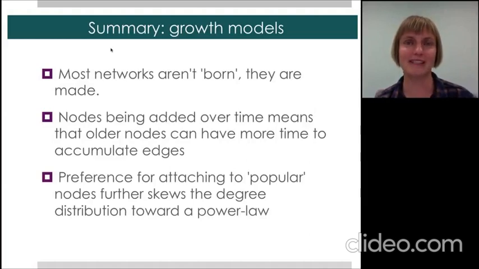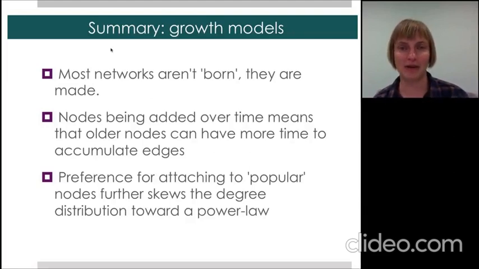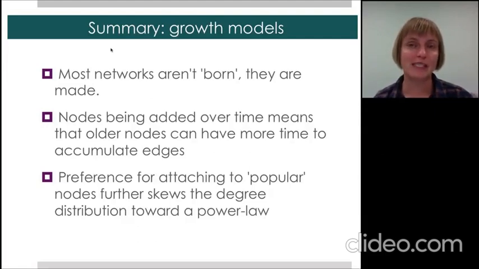So to summarize, we talked about growth models because networks aren't born, they're made. They evolve. Nodes are added to the network. Edges are added to the network. And we saw a couple of properties of these very basic growth models. The first is that because nodes join over time, if a node is older, it's more likely to have accumulated edges. But the true hubs you get when you have preferential attachment.